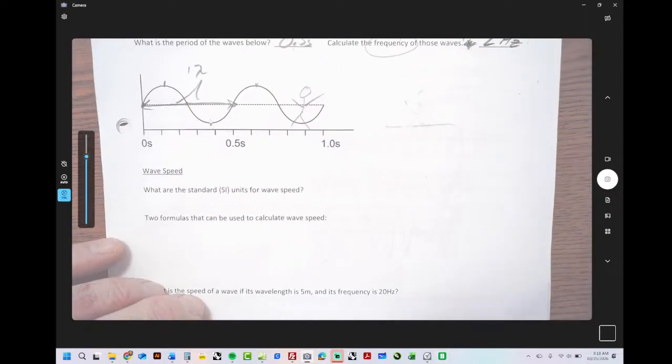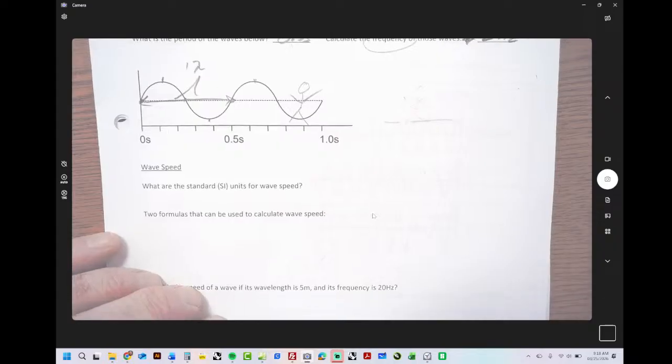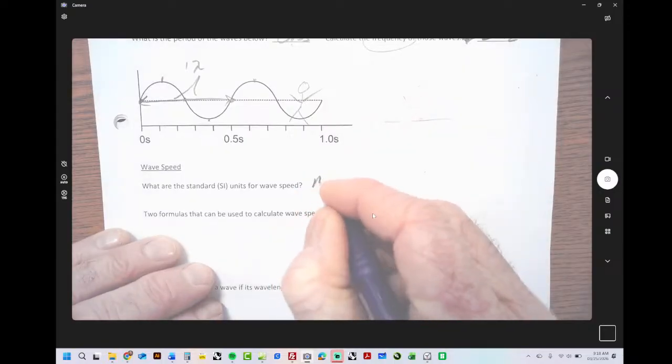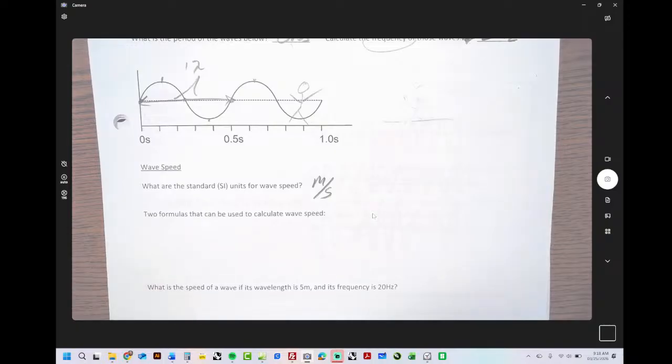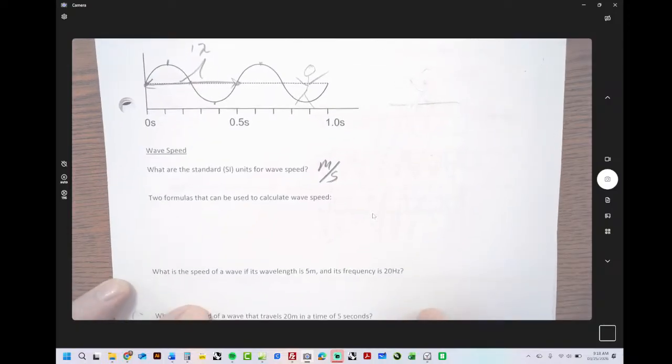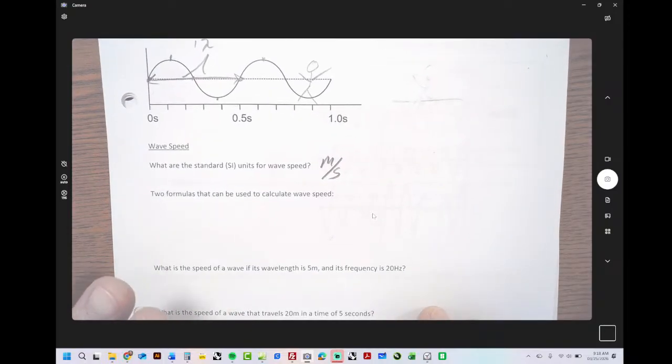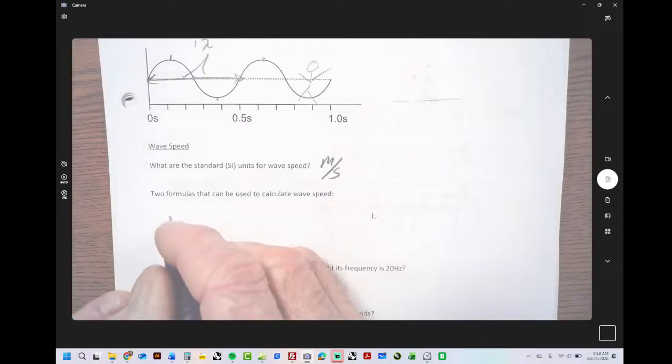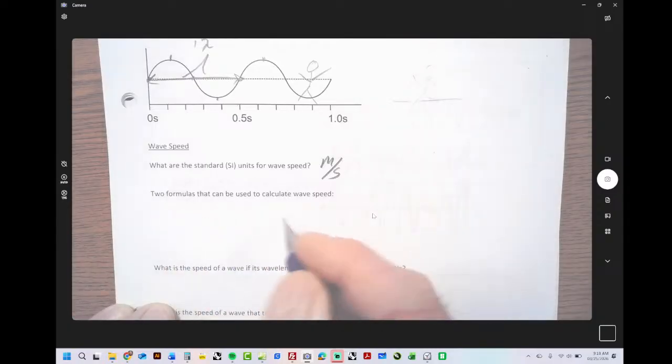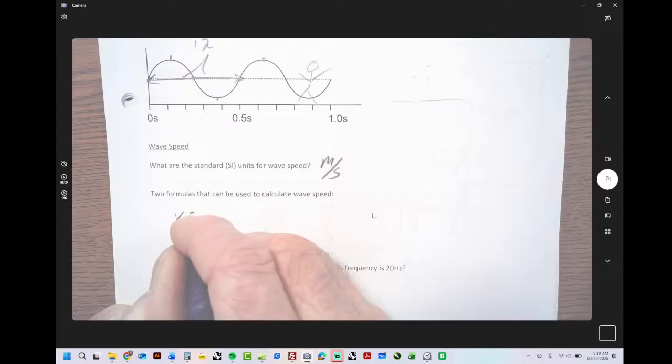Wave speed. So forget that it's wave speed. Just what are the units for speed? Meters per second. And there are two formulas for calculating wave speed. One we've done before, except I'm going to write it just a little bit differently. Instead of speed, I write V.